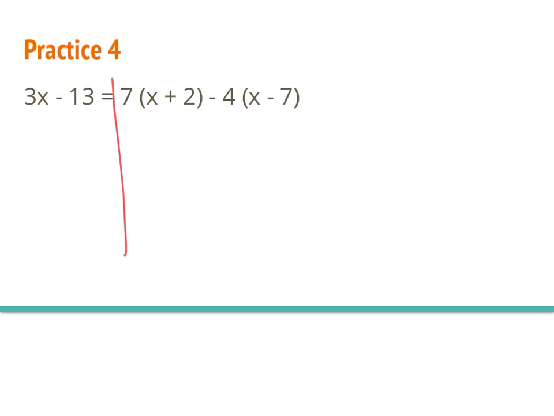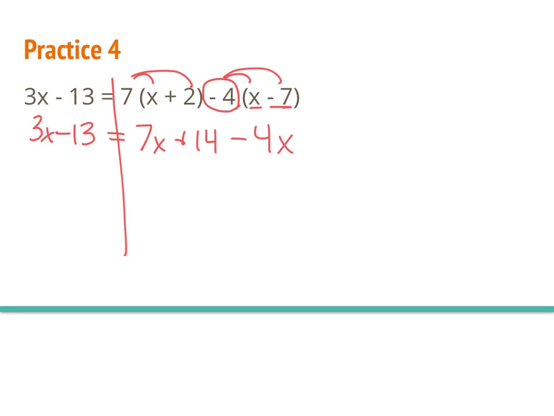Okay, for this one, we don't have anything to do on the left. On the right, we need to distribute. Be careful here. We're distributing negative 4. So we have 7x plus 14 for the first group. Negative 4 times negative x is negative 4x. Negative 4 times negative 7 makes a positive 28.